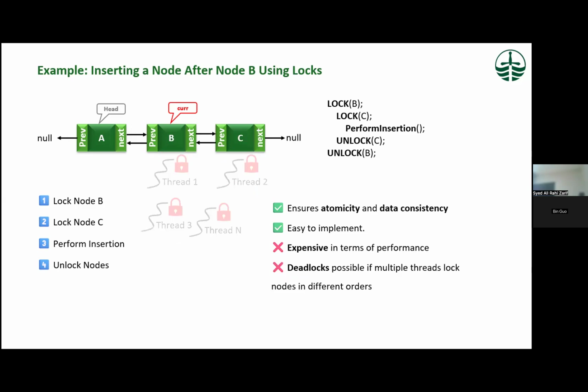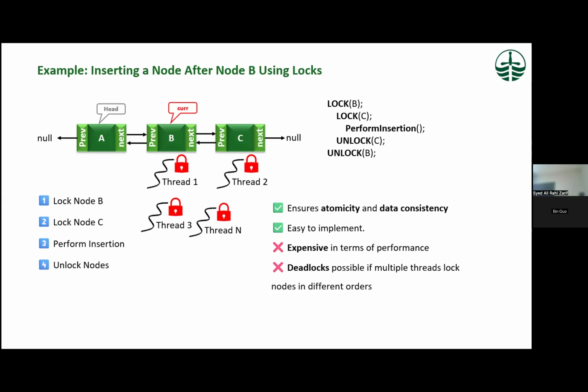The other thing is it can also cause deadlock. For example, if we lock B first and then C in one thread, but some other thread is trying to do the same thing in a different order, like locking C first and then B, it can cause a deadlock. We can avoid this if we follow a specific order for the locking process.